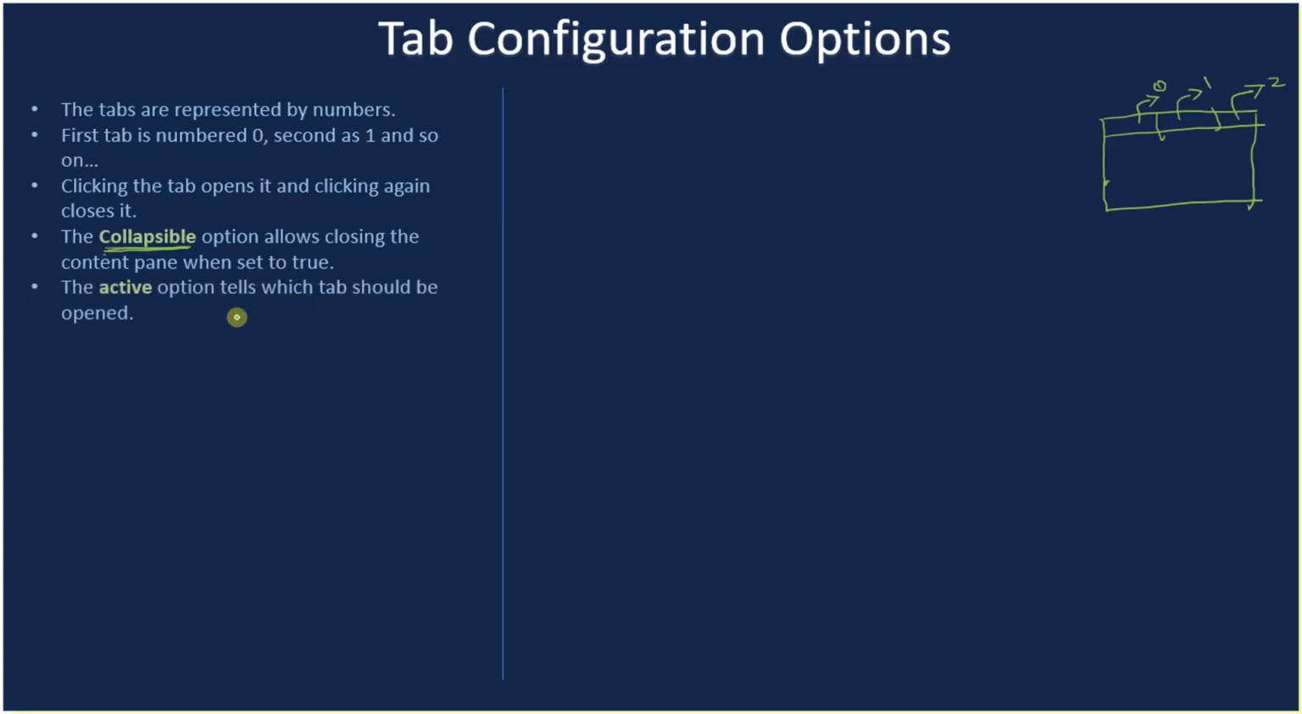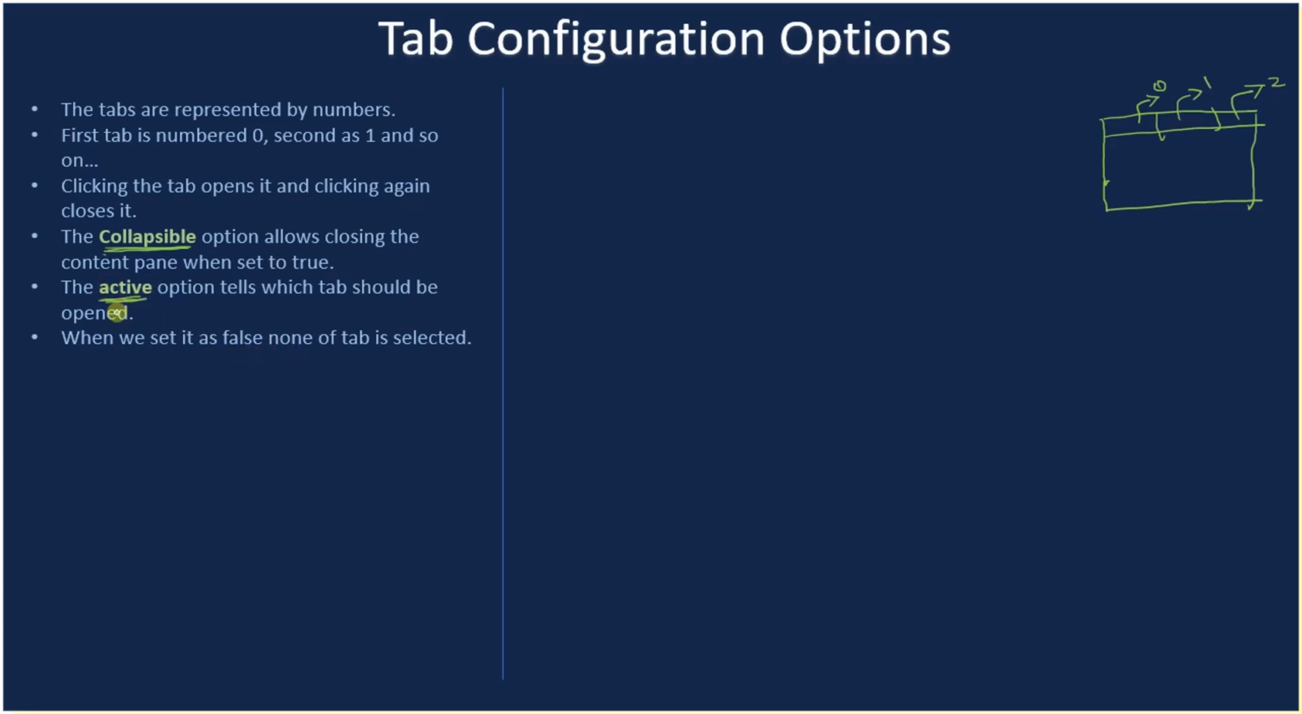The active option tells which tab should be opened, right? So using the active tab option, you can tell which tab should be opened. That means here we need the tab number. Based on tab number, you can tell which tabs are or which tab is active. When we set it as false, none of the tab is selected, right?